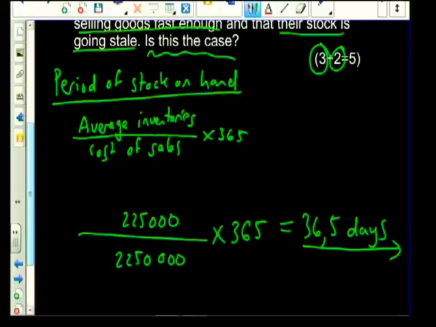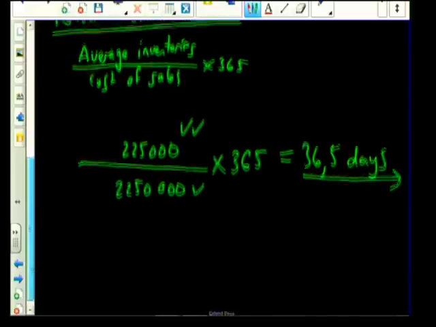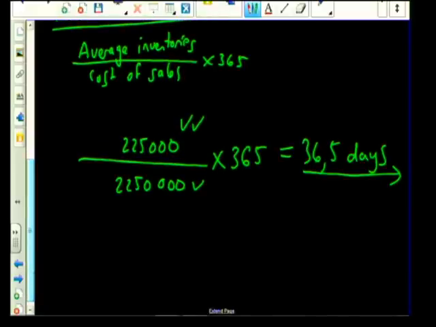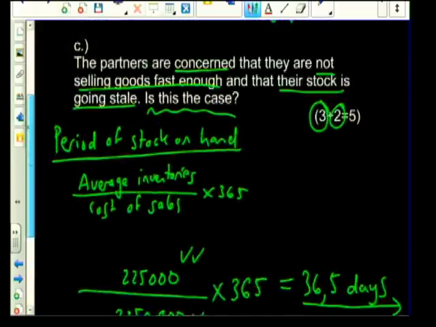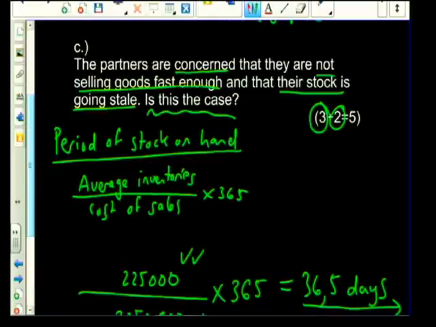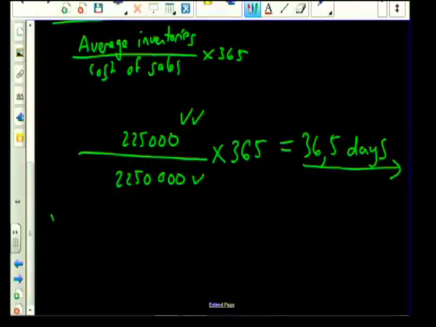36.5 days. So if we had to now comment on this, by the way, the mark allocation, you'd get 3 marks for the calculation, 2 for calculating the average inventories at the top, and then 1 mark at the bottom for including this ratio and calculating the right answer. So what we need to now do is comment for 2 marks, and the question said, are the partners correct? Is this the case that the stock is going stale? So we would answer yes, the stock is going stale.